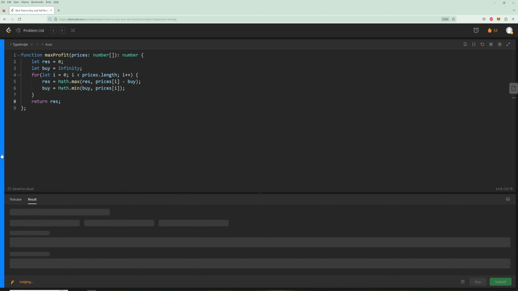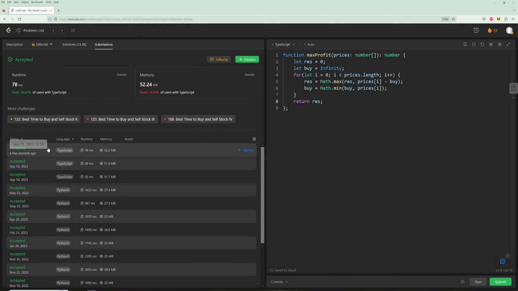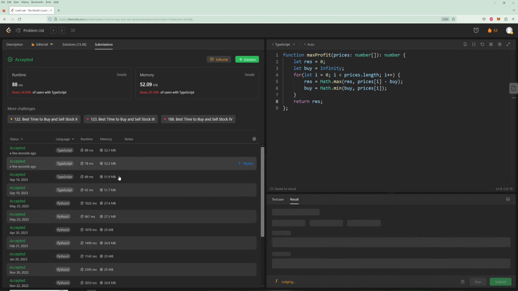Okay. So it does seem to work, and it's reasonably efficient. Like I said, TypeScript is all over the place, so it's hard to say how good it is. And everyone's pretty much going to have the same solution, so it's kind of all over the place.